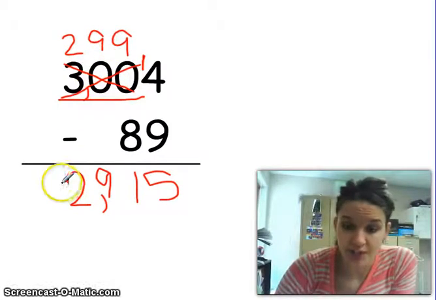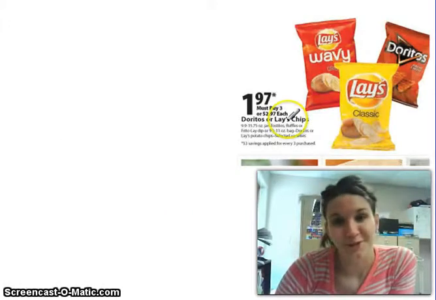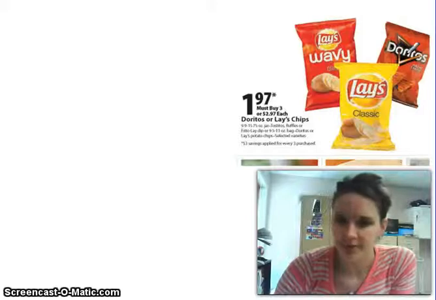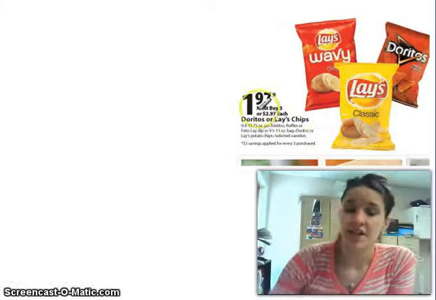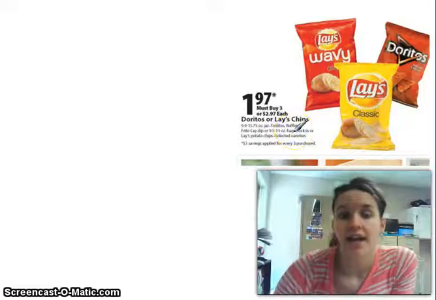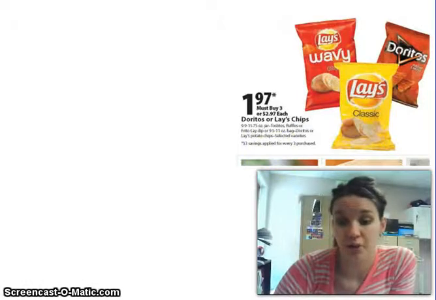Okay, we're going to look at one more example. This is more of a real world example. I was going to the grocery store the other day, and these are my favorite chips. I love Doritos. Cool Ranch is the best. And they were $1.97 if I bought 3 packages, and I paid with a $10 bill. So what I want you guys to help me out with is to figure out how much change I should get if I buy all 3 packages.